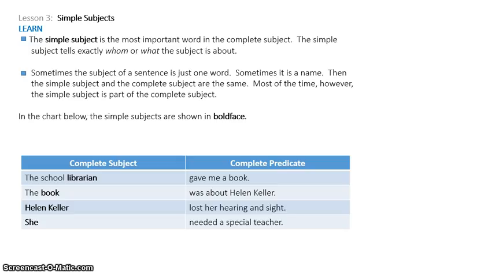Look at the next sentence. She needed a special teacher. They took the sentence, they divided it into complete subject and complete predicate first. Then they said, let's look in the complete subject. What is the entire sentence about? Well, the entire sentence is about she. Well, there's only one word in the complete subject. So in that case, once again, the complete subject and the complete predicate are the same.